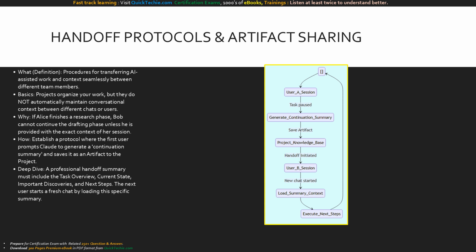This state diagram perfectly maps the handoff lifecycle. User A is working in their session. When the task is paused, they trigger a state change to generate a continuation summary, which is immediately saved as an artifact into the project knowledge base.